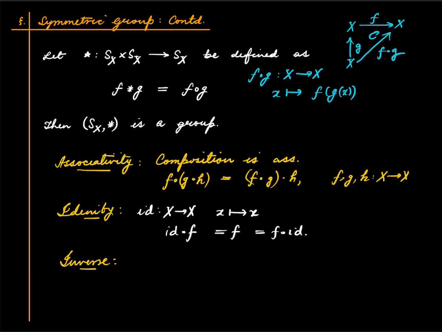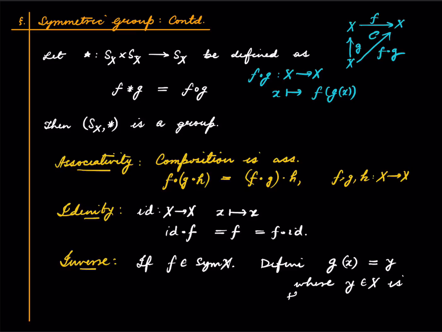So if f is in Sym(X), meaning f is a bijection, you can just define f inverse of x as y where, let me not write f inverse, let me write g of x is y, where y in X is the unique element in X such that f of x equals y. I'm just taking the inverse of a function.